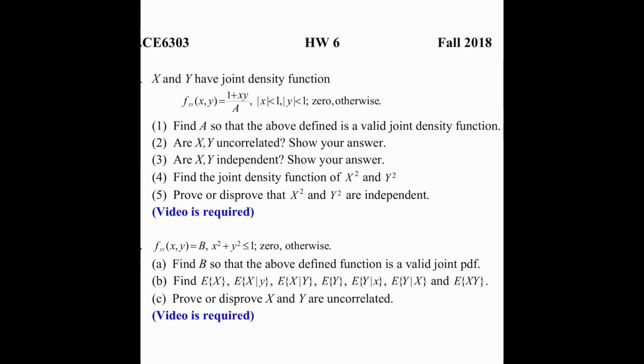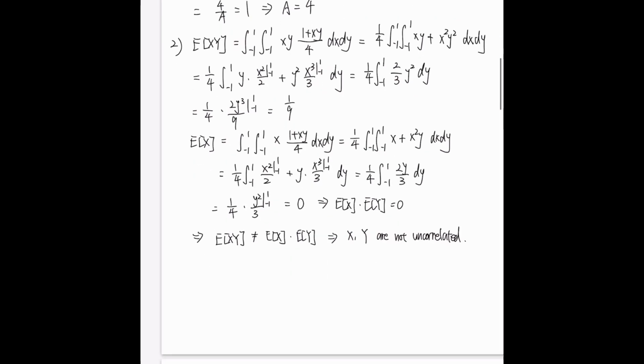Question 3. Are x and y independent? Since x and y are not uncorrelated, we can get that x and y are not independent.